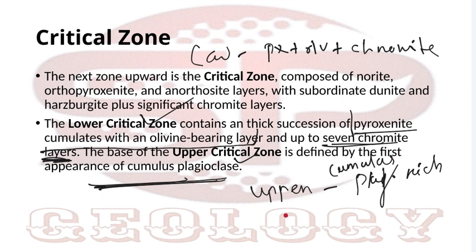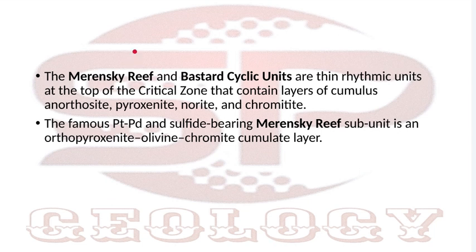Cumulus plagioclase rich. Then your Merensky Reef. This Merensky Reef is famous for chromite mining. Largest chromite mines are here. The chromite deposits are here in the Merensky Reef. In the world, the largest chromite deposits are in the Merensky Reef. And the Bastard cyclic units.